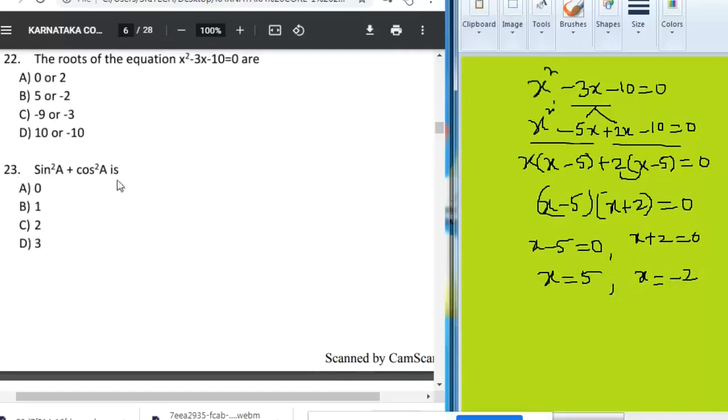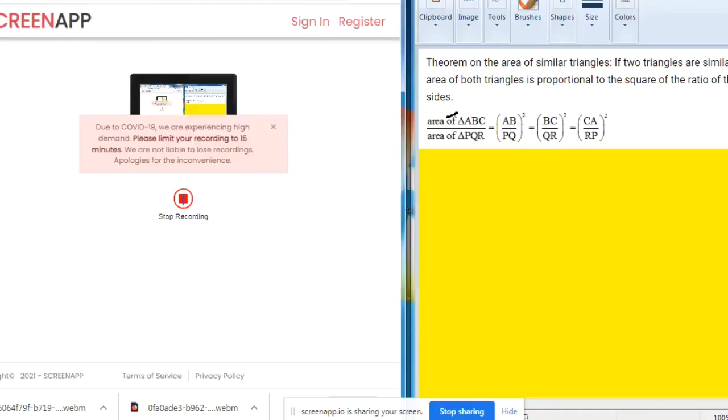23rd question. Sin square A plus cos square A value is 1. So this is the basic simple identity in trigonometry. So B, 1 is the correct option.